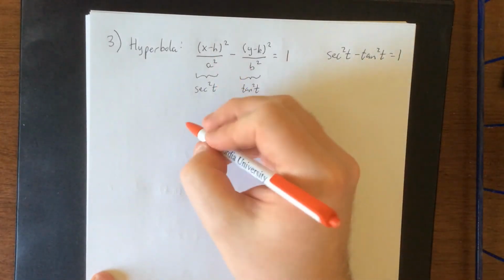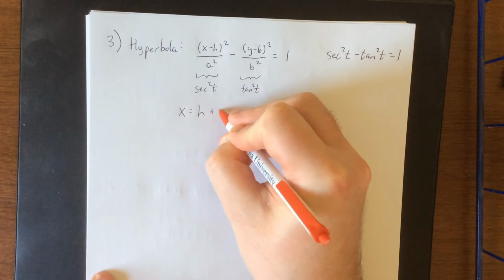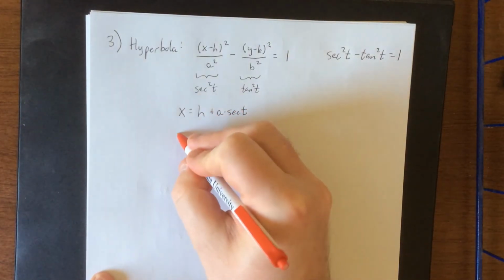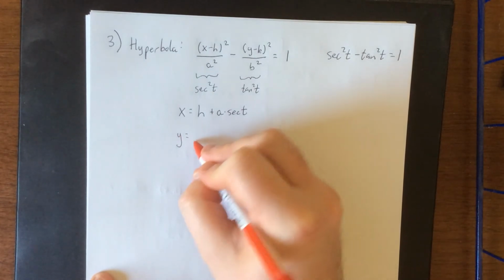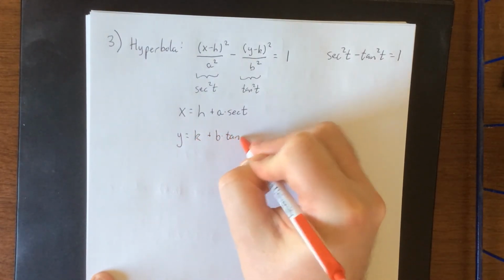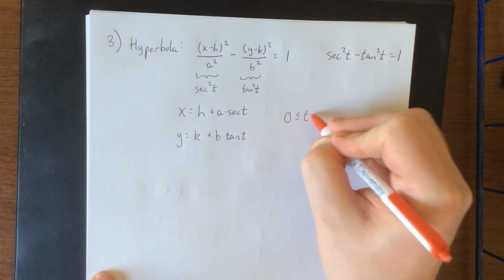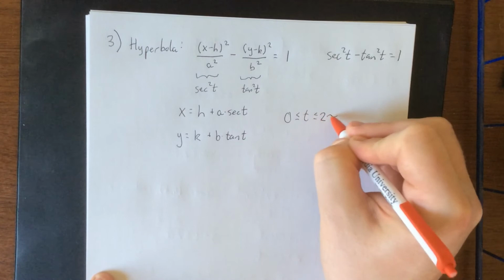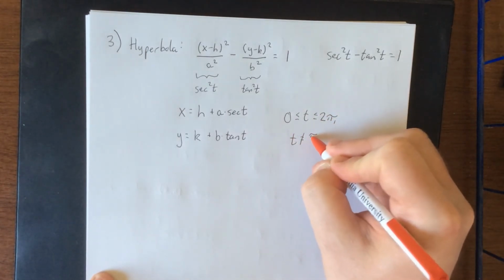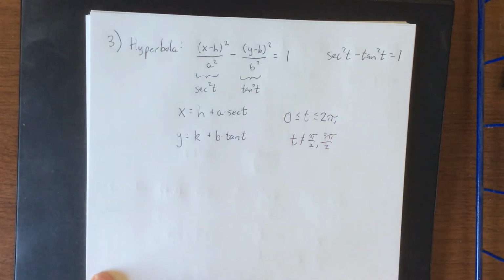Now, the algebra is literally identical to what we just saw. This would be x equals h plus a times the secant of t, and y would be equal to k plus b times the tangent of t, allowing t to go from 0 to 2 pi, and omitting the two places where it's undefined, which would be pi over 2 and 3 pi over 2, all will be well.